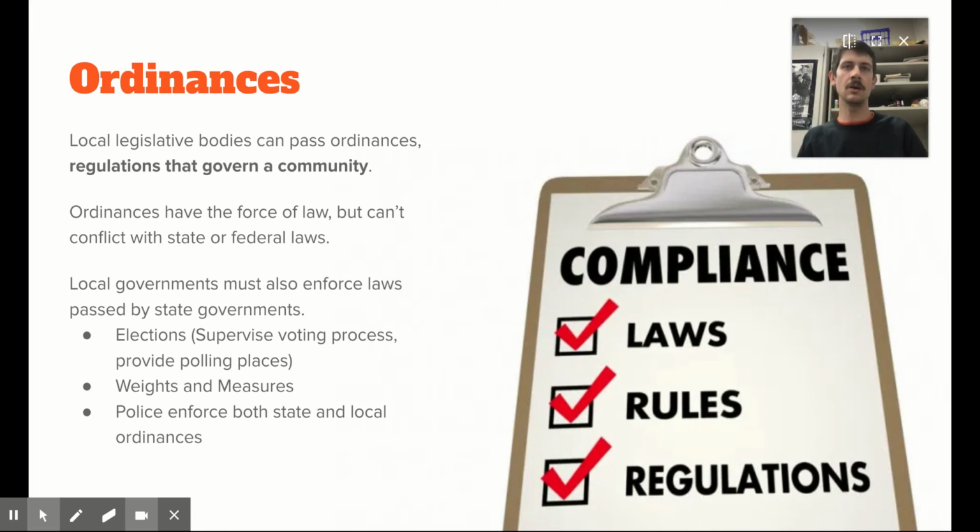Local governments also are responsible for enforcing state laws and federal laws. This is one of their big responsibilities. For the state of Minnesota, it's too difficult to enforce every law, so they rely on local, township, and county governments to enforce state laws. They also run and organize our state elections. They provide polling places. They supervise the voting process. This is done at a local level.